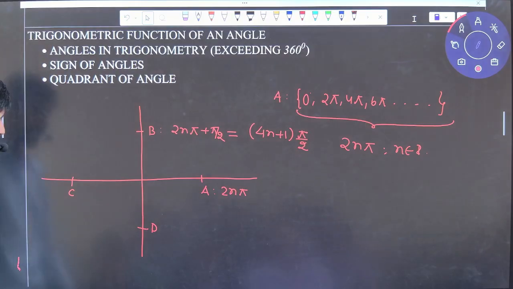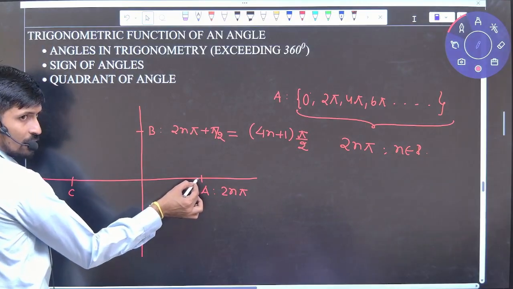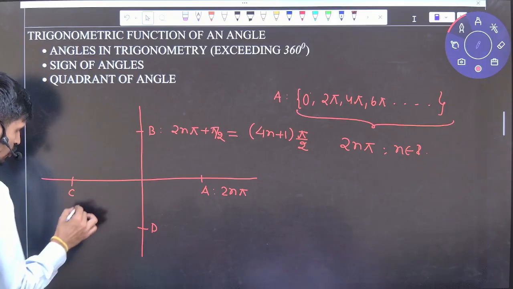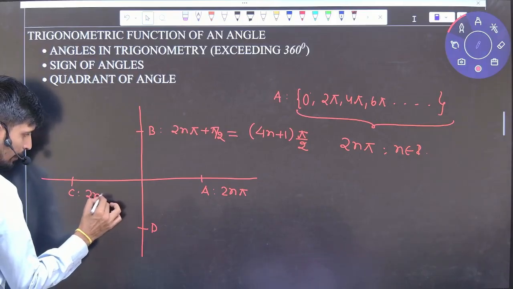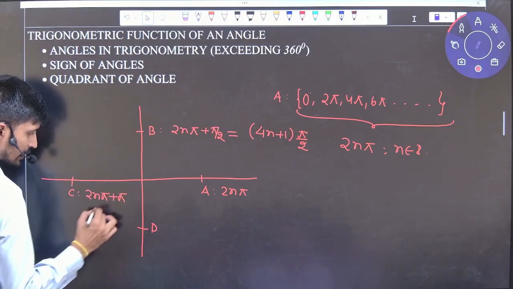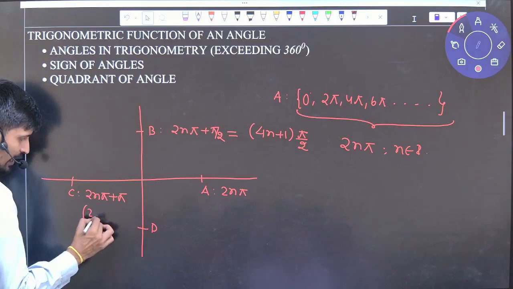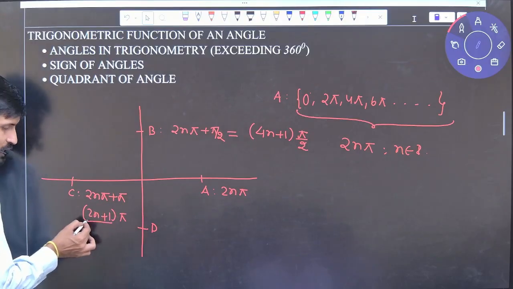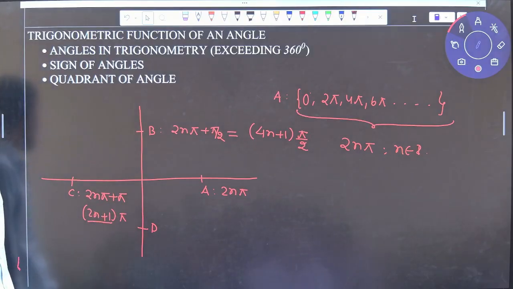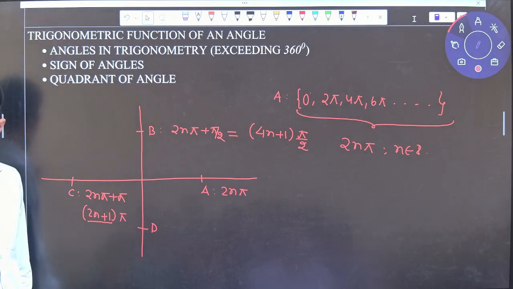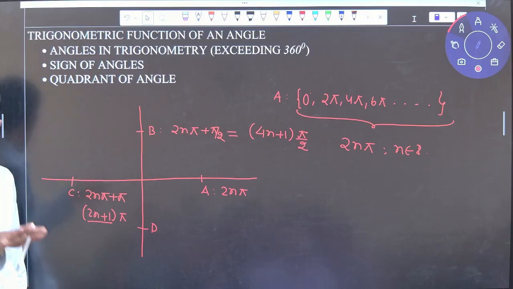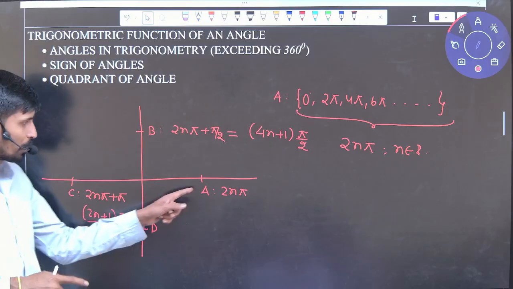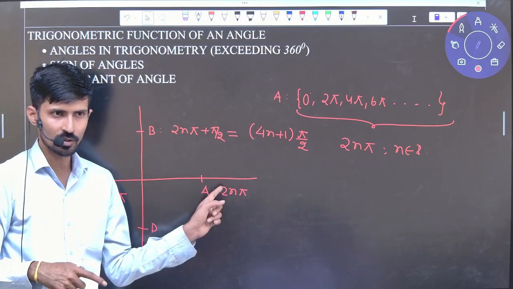Okay? Now, this is your 2n pi. If you add 180 degrees, it will come to C. Yes or no? So what will we say for point C? 2n pi plus pi, and pi we can take common. That will become (2n plus 1) pi. Achha, what is 2n plus 1? Odd or even? Odd. It means 1 pi, 3 pi, 5 pi, 7 pi, all these are the locations. And 2 pi, 4 pi, 6 pi, these are the locations.